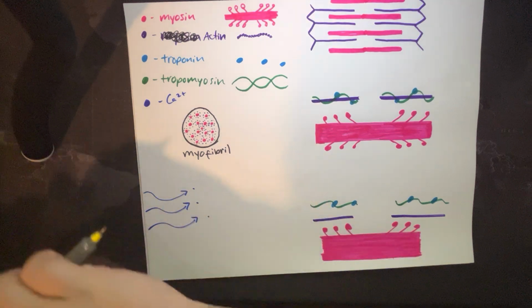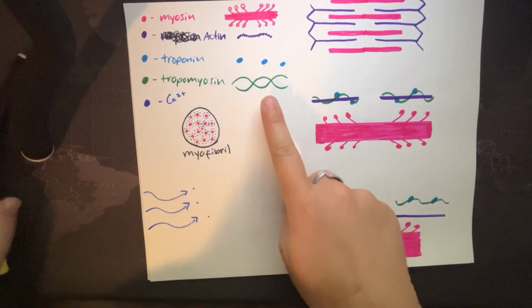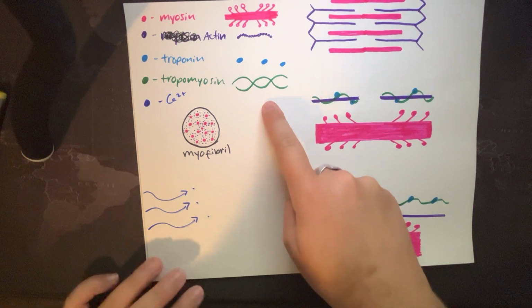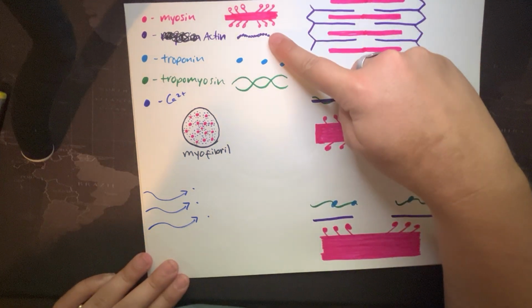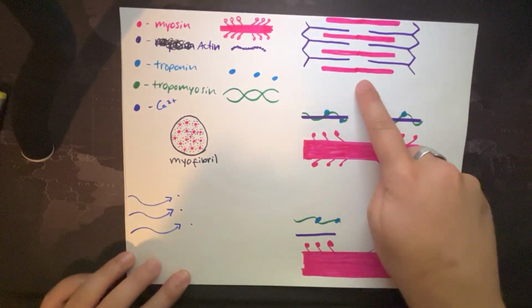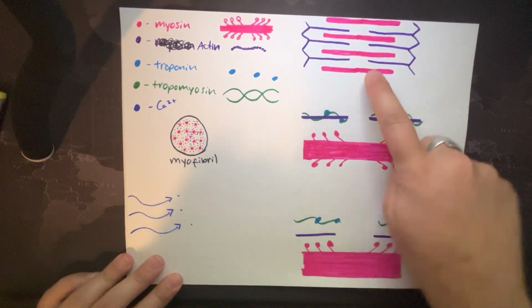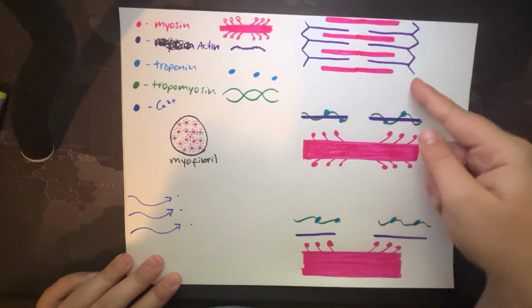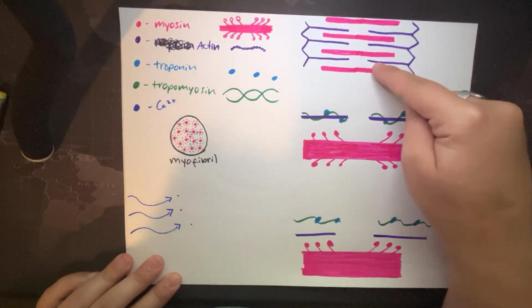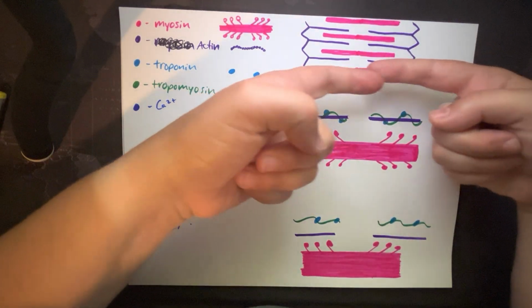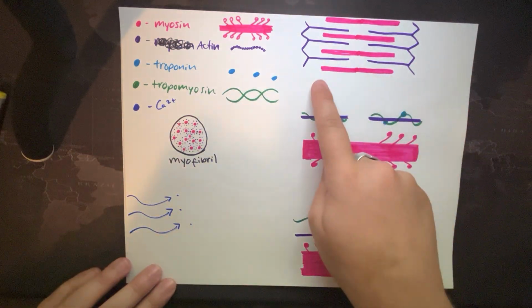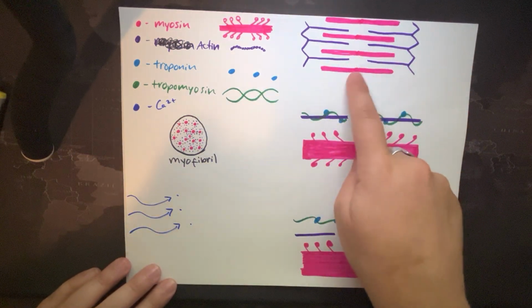Now, before we get to that, I need to introduce our two other contractile proteins, because we talked about myosin and we talked about actin. Now, this is the picture that we saw in the slides, with myosin being a thick filament that is anchored in the middle and actin being our thin filament that is going to be pulled towards the center. So what it actually looks like.